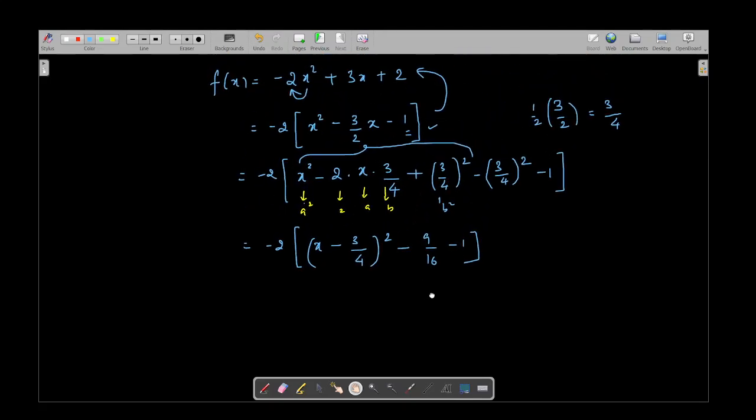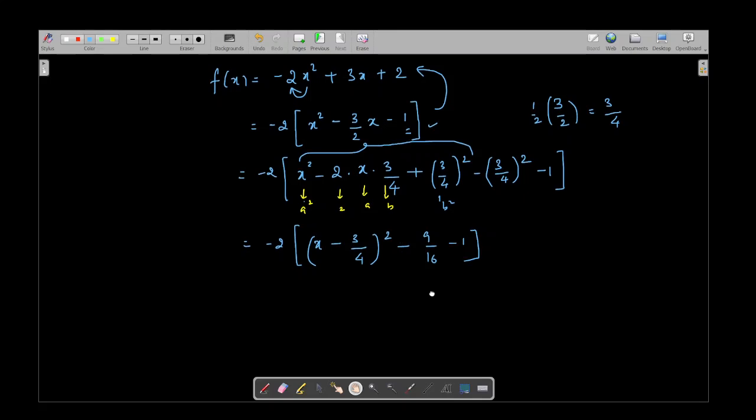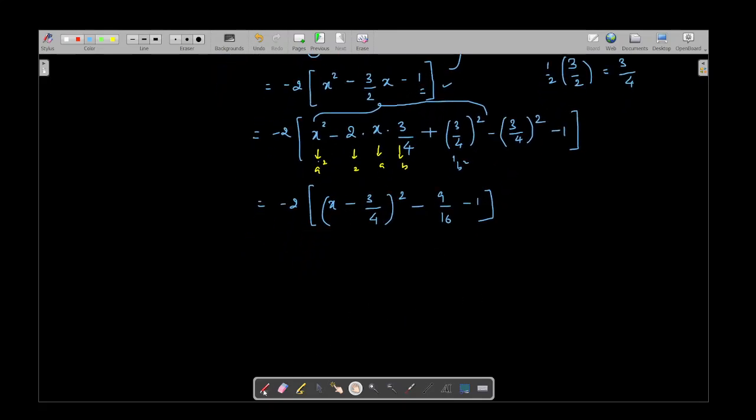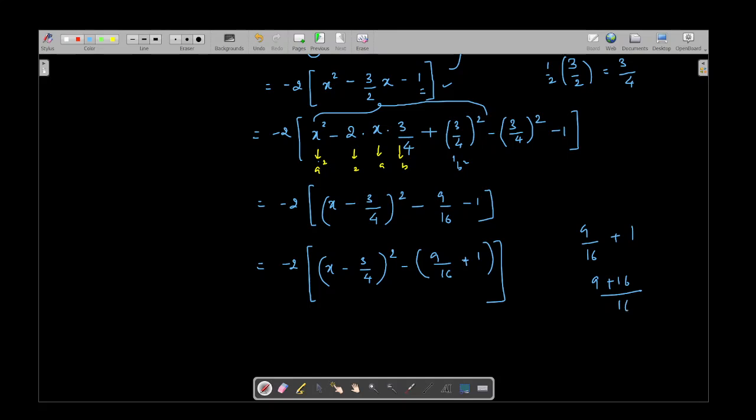So let us make sure everything is right. Okay. So now -2 [(x minus 3 by 4) whole square. Since both the terms are negative, I'll take negative outside and put everything inside the bracket: 9 by 16 plus 1. So I'll simplify this 9 by 16 plus 1 somewhere here. If I take LCM of 16, it is 25 by 16.